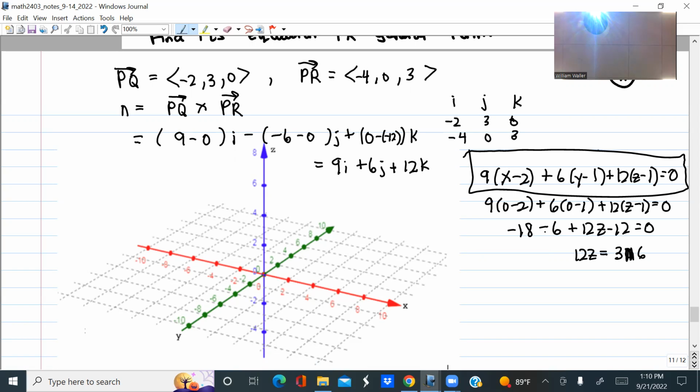So I got the sign right, but I didn't do the addition right. Yeah, this is minus 24 minus 12, which is minus 36. Put over here, so we get Z is equal to 3. Well, that one's nice.